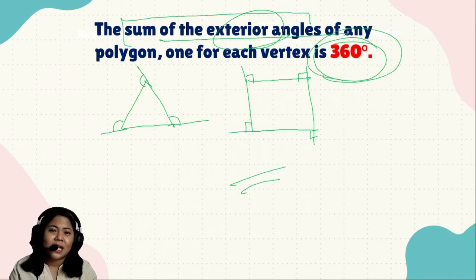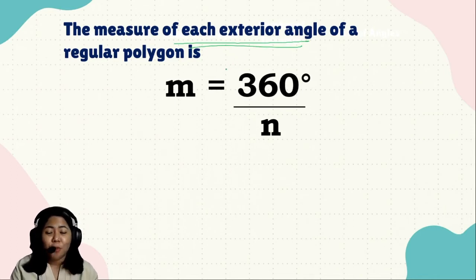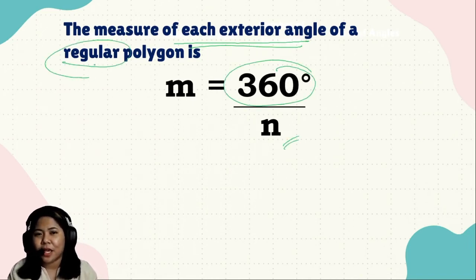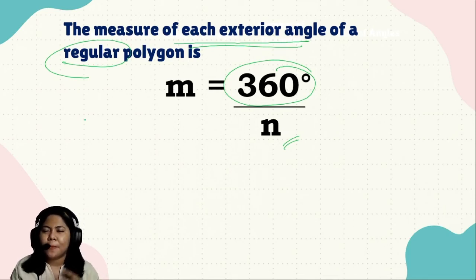Ulitin ko ha, sum of the exterior angles. That's why, kapag kinuha natin ang measure of each exterior angle of a regular polygon, all you have to do is to get 360 then divide it by n. Baka nagtataka kayo ano yung regular ha? Pag sinabi nating regular, equal sides and equiangular. Okay? Equilateral and equiangular. Pare-parehas ang measure ng sides, pare-parehas ang measures ng angles. That's a regular polygon.